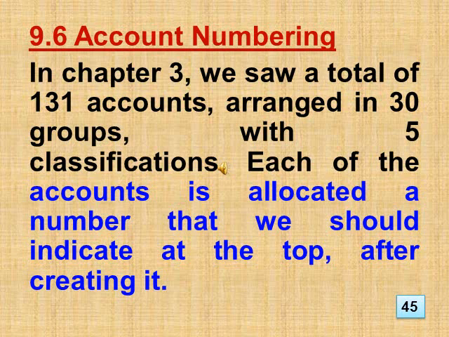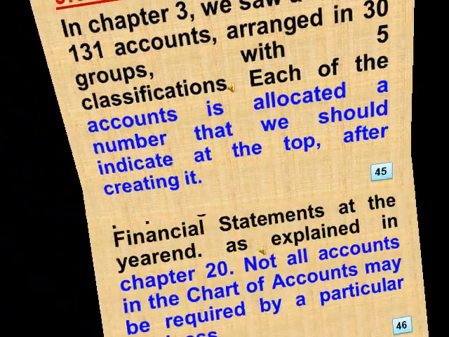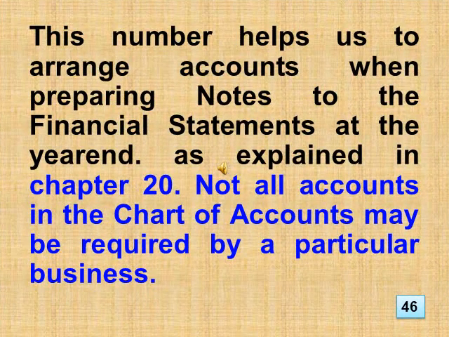Section 9.6. Account Numbering. In Chapter 3, we saw a total of 131 accounts, arranged in 30 groups, with 5 classifications. Each of the accounts is allocated a number that we should indicate at the top, after creating it. This number helps us to arrange accounts when preparing notes to the financial statements at the year-end, as explained in Chapter 20. Not all accounts in the chart of accounts may be required by a particular business.